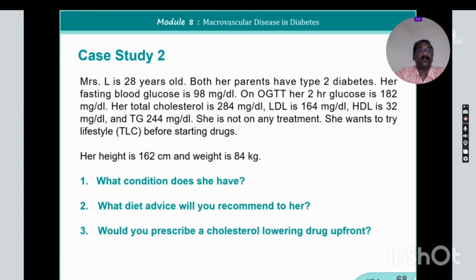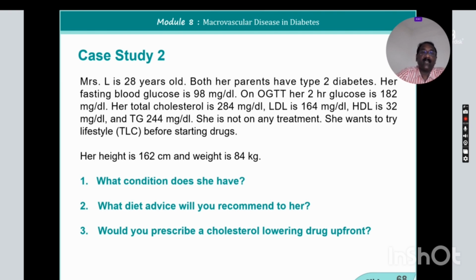Now the case study. Female, 28 years. Both her parents have type 2 diabetes. Her fasting blood glucose is 98. On OGTT, her 2-hour glucose is 182 milligrams. Her total cholesterol is 284. LDL is 164. HDL is 32. Triglycerides is 244. She is not on any treatment. She wants to try the lifestyle before starting the drugs. Her height is 162 and weight is 84 kgs.